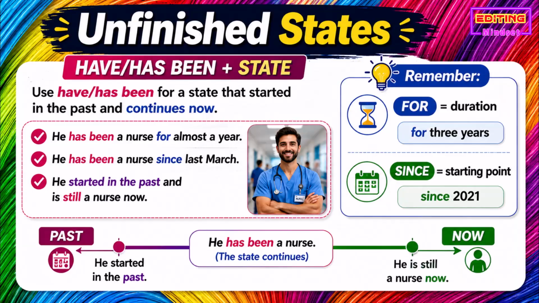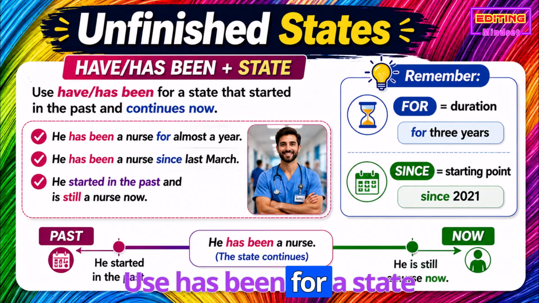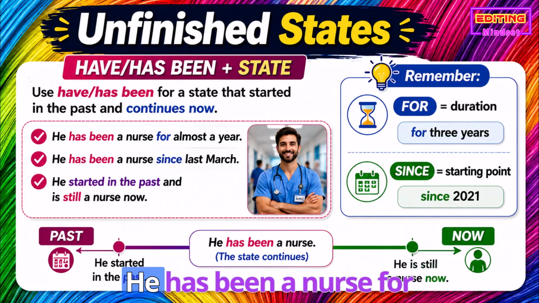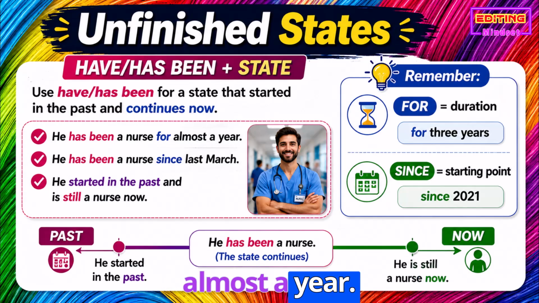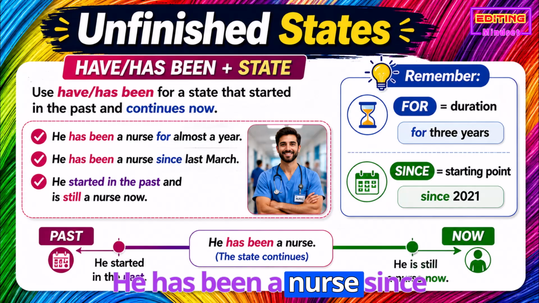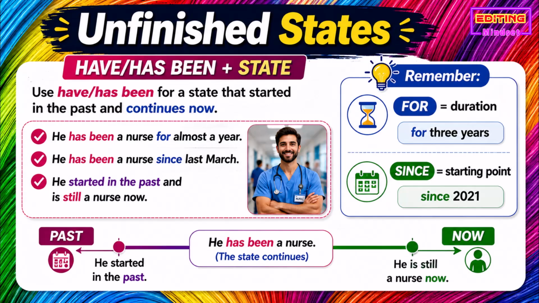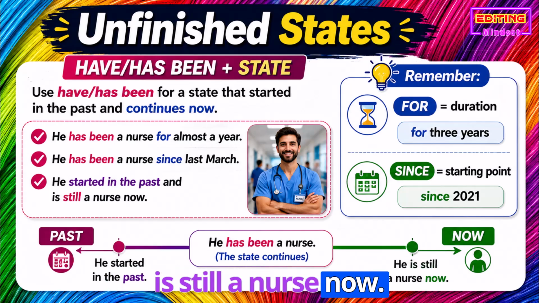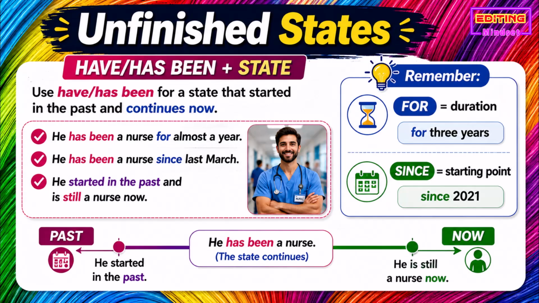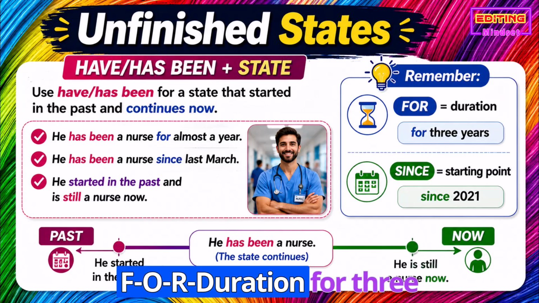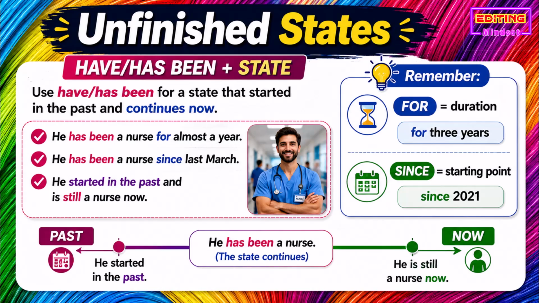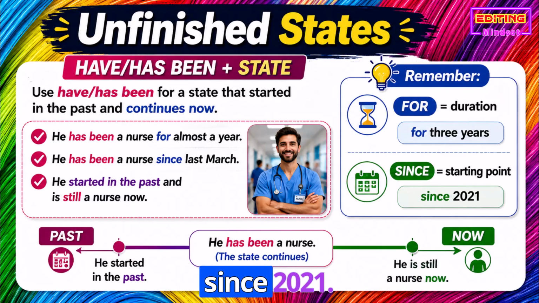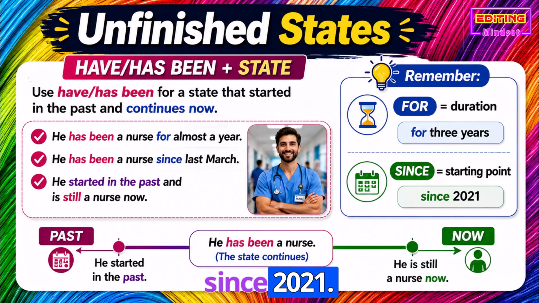Unfinished states. Use have/has been for a state that started in the past and continues now. He has been a nurse for almost a year. He has been a nurse since last March. He started in the past and is still a nurse now. Remember, FOR, duration, for 3 years. SINCE, starting point, since 2021.